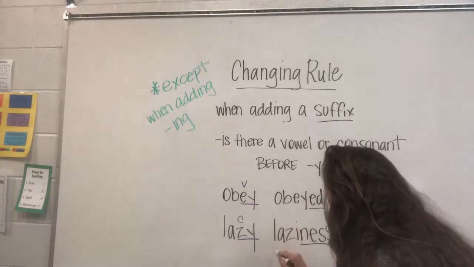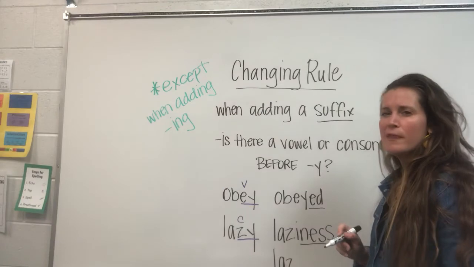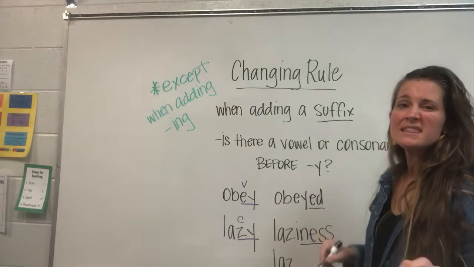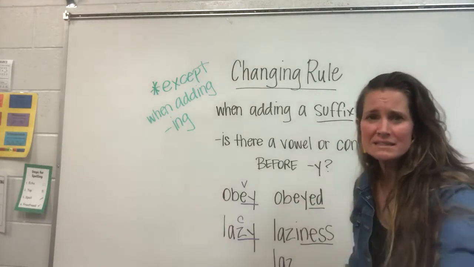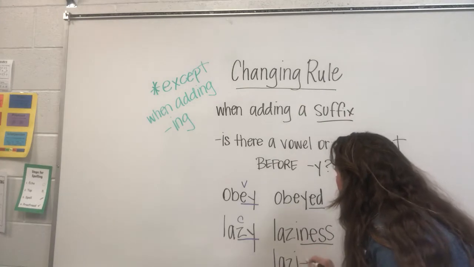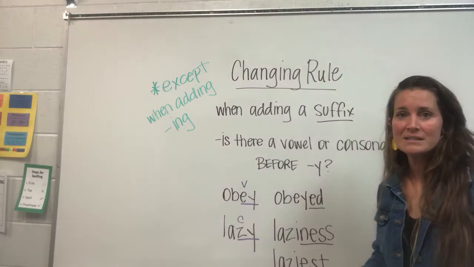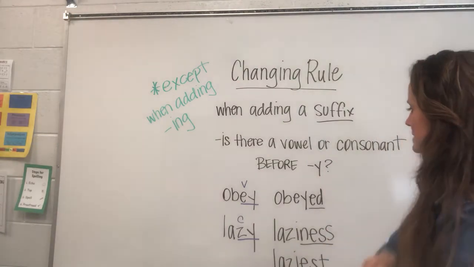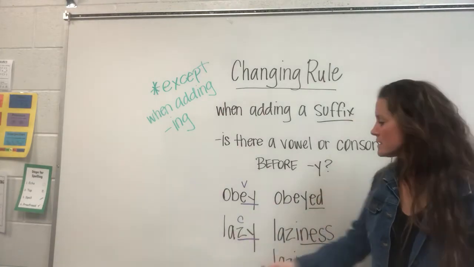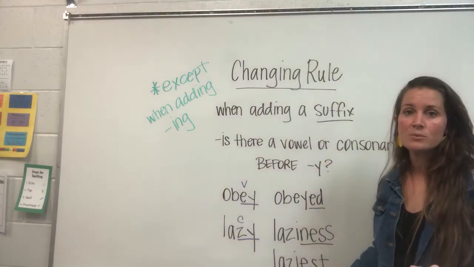So if I said that my cat Salty is the laziest cat I've ever seen, I'm going to add EST. I'm still going to change that to an I before I add my suffix. So if we see a vowel before the Y, we just add our suffix, whatever it is. If we have a consonant before the Y, we have to change that Y to an I.